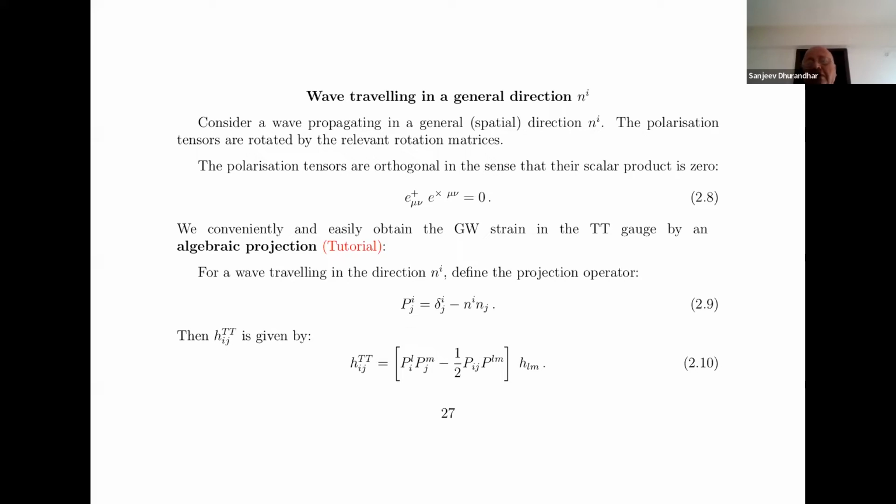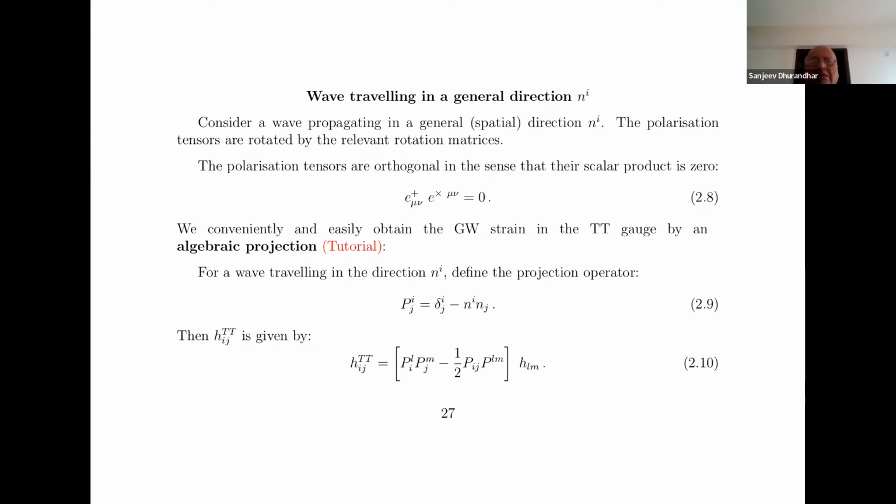And it projects orthogonal to Ni. Okay, that also can be seen. So if you take a vector which is orthogonal to Ni, it will project to zero. So if we have Vi Ni equal to zero, then Pij Vj will be zero. So this is a projection operator which projects things onto a plane orthogonal to Ni.